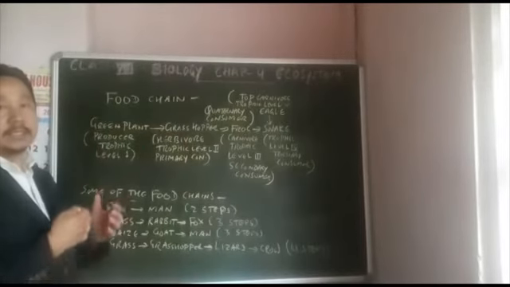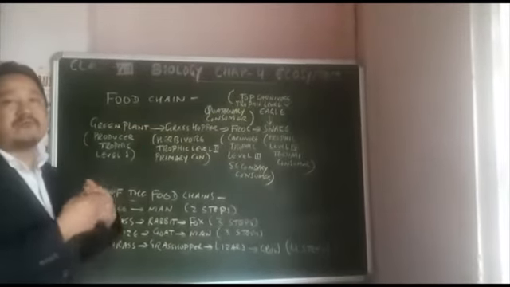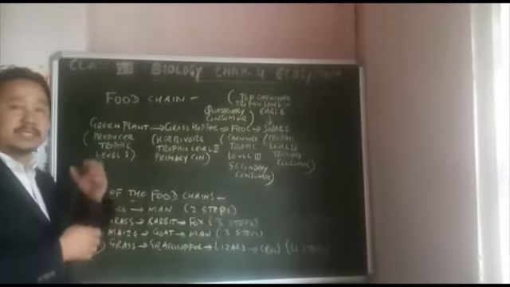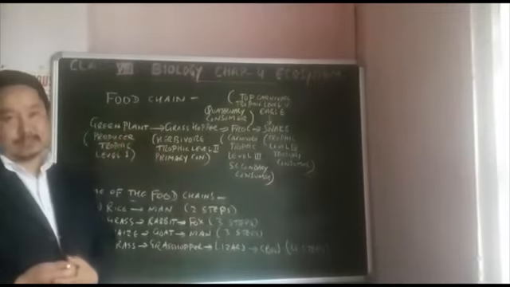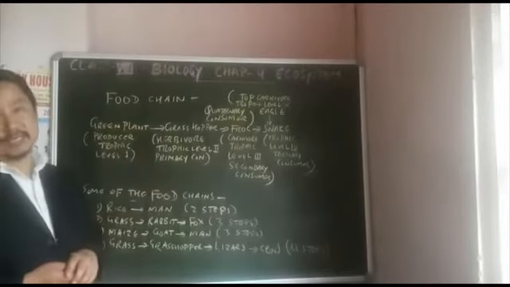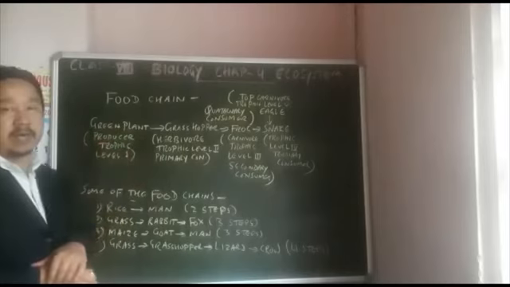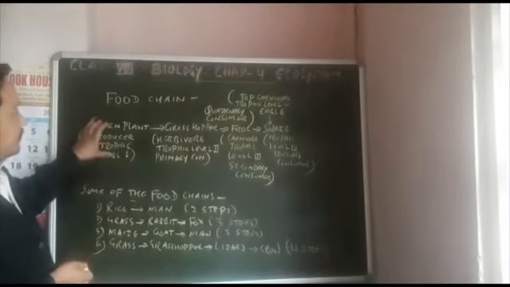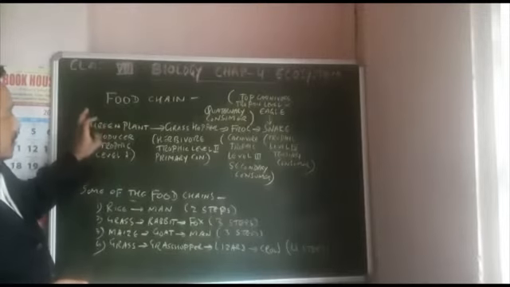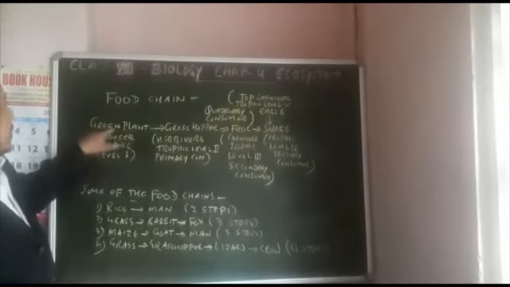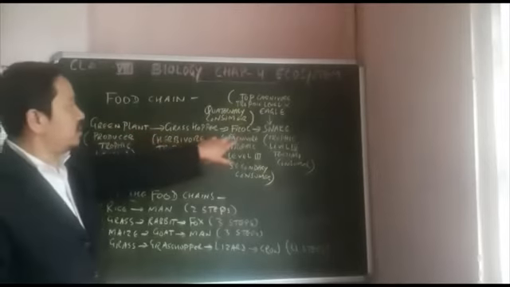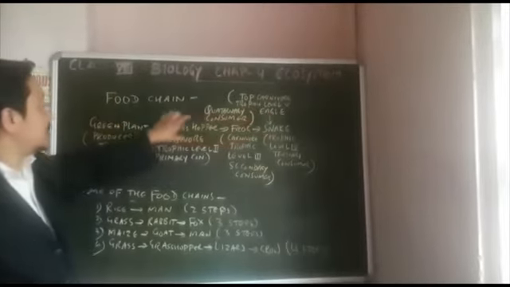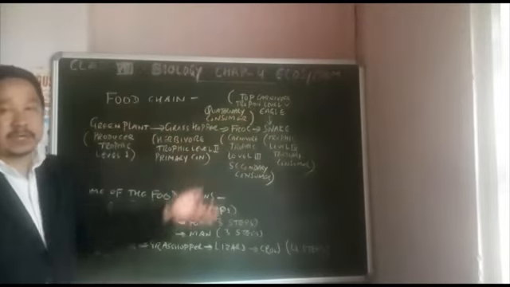So that chain of food, where we find the system of eating and being eaten, is called food chain. As the example given here, you find 5 steps: green plant, grasshopper, frog, snake and eagle. So here is a chain of 5 different kinds of organisms.